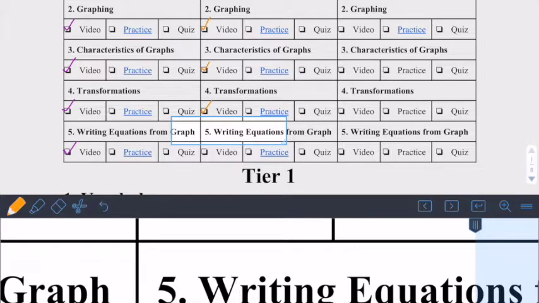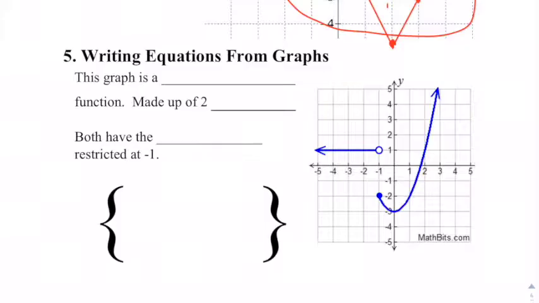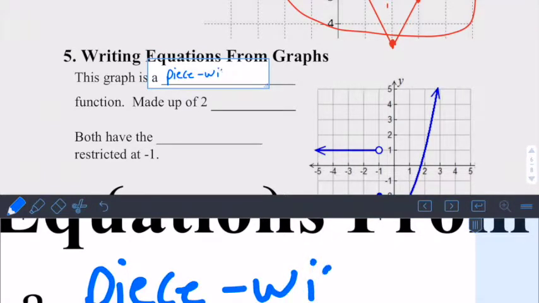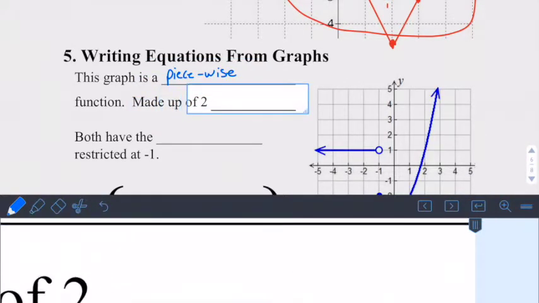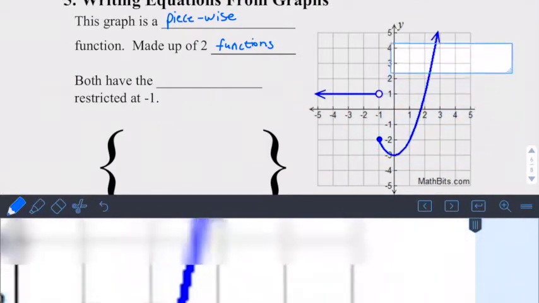This is Tier 2, Lesson 5, Writing Equations from a Graph. So now we're going to introduce you to piecewise functions. This graph is a piecewise function, meaning there's two functions or more. Right? So here's one piece and here's another piece.